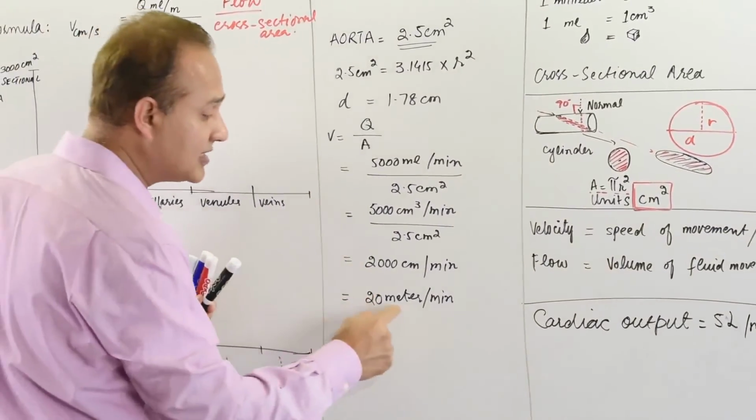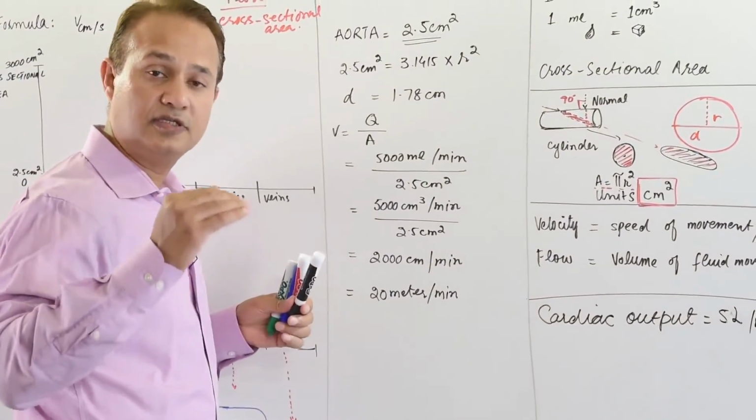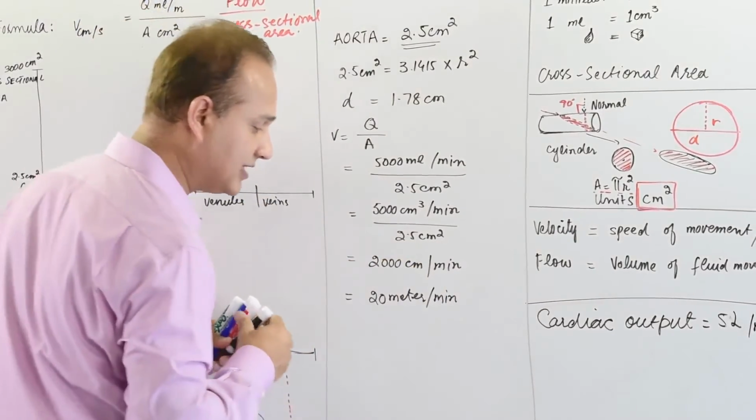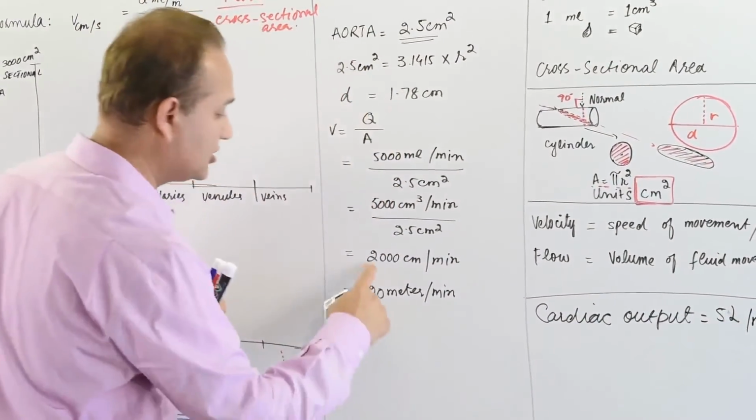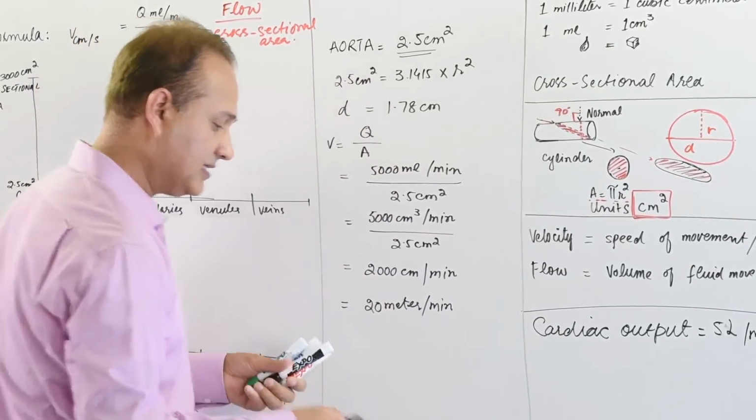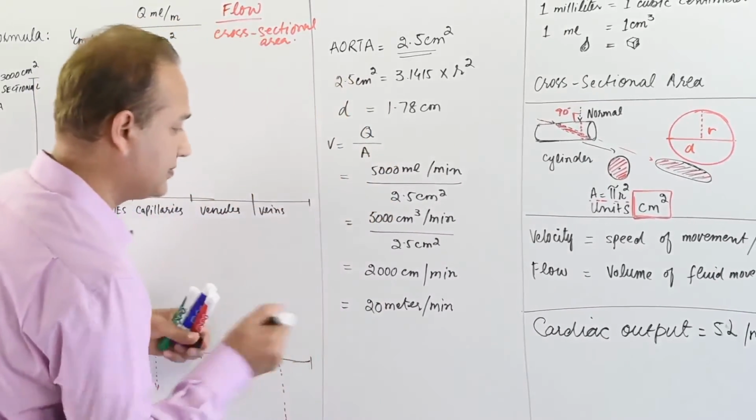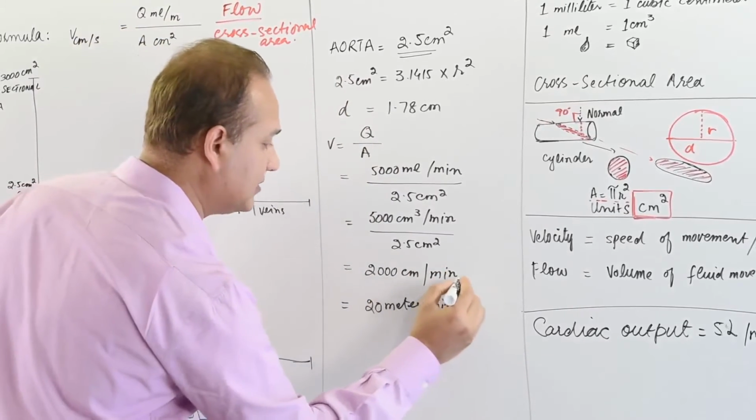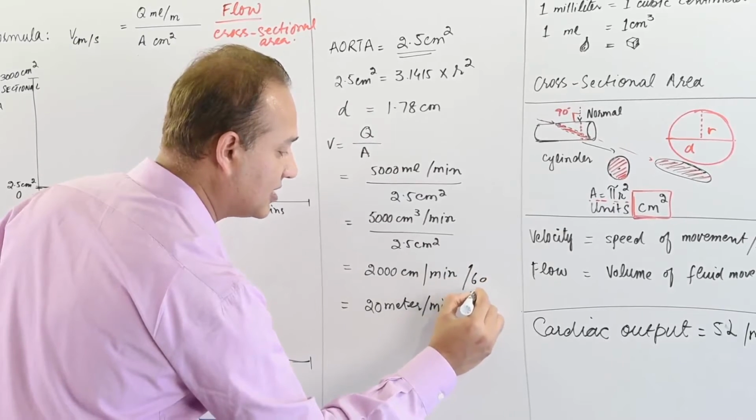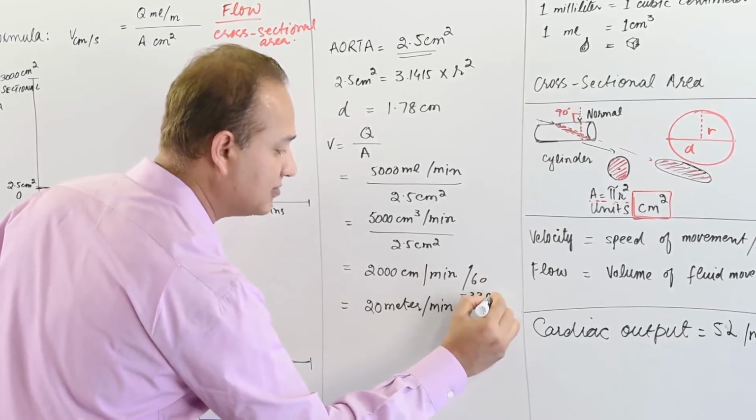If you divide it by 60, that would give you the centimeters per second. So let's do that. I'm going to pick up this 2000 and divide it by 60, and if I divide this by 60, then I'll get 33 or about 30 centimeter per second.